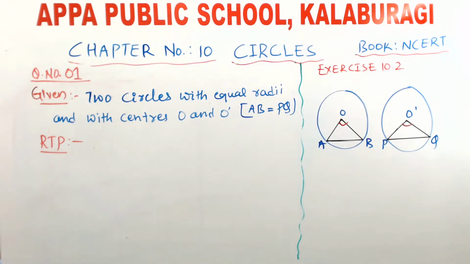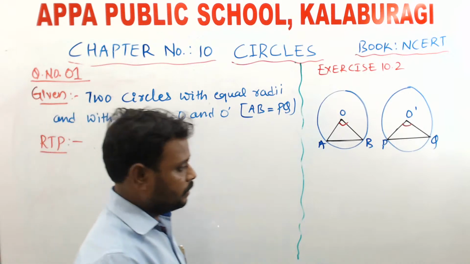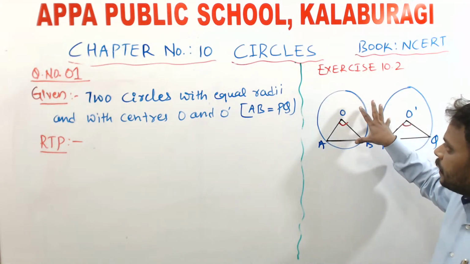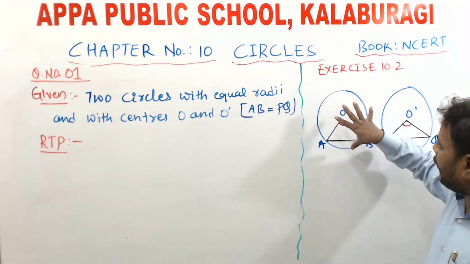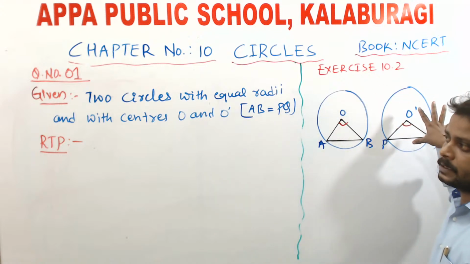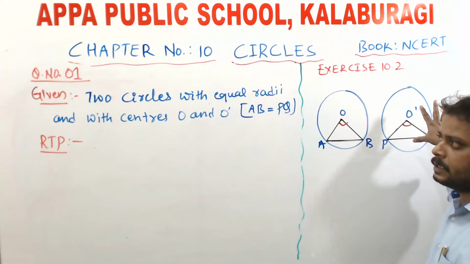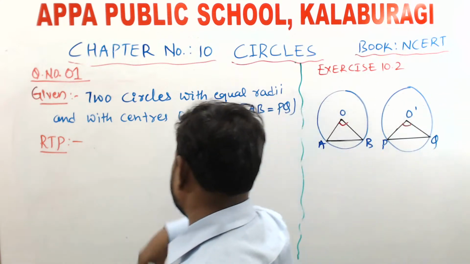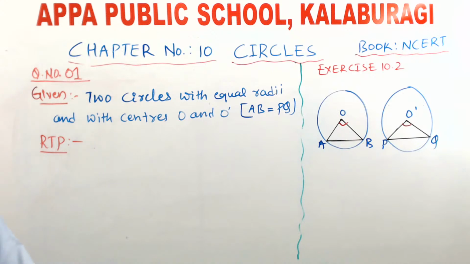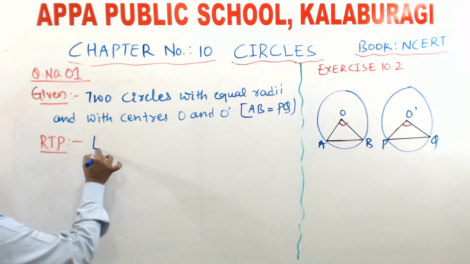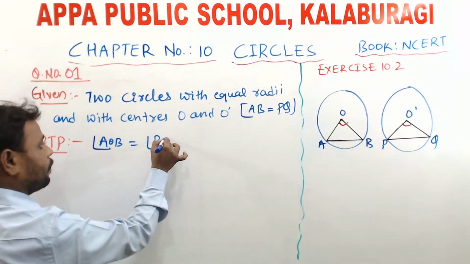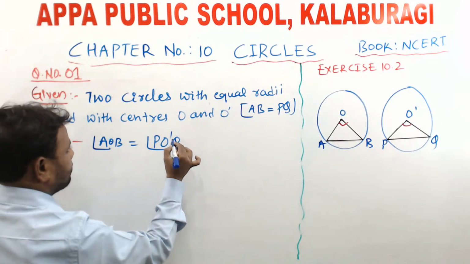So what we have is theorem 10.1. In theorem 10.1 and this example, what is the difference? In theorem 10.1 we considered a circle, and here we are considering two congruent circles. Two circles with equal radii are nothing but congruent circles. Next, to prove angle AOB is equal to angle PO dash Q.